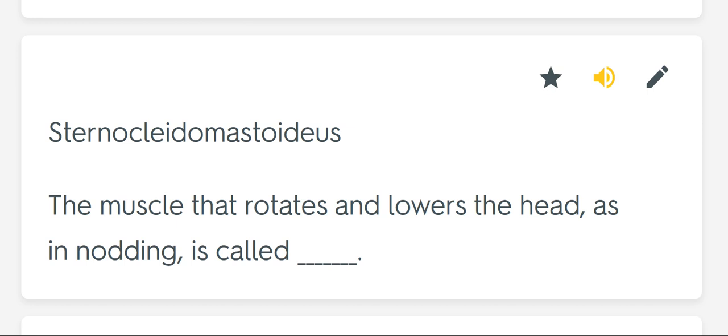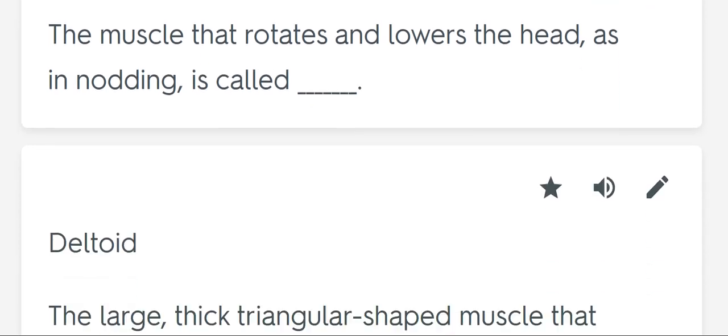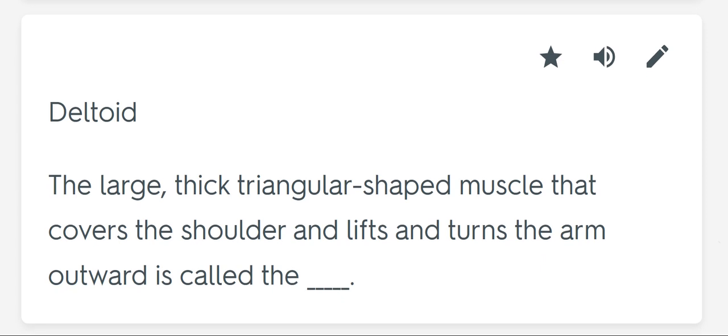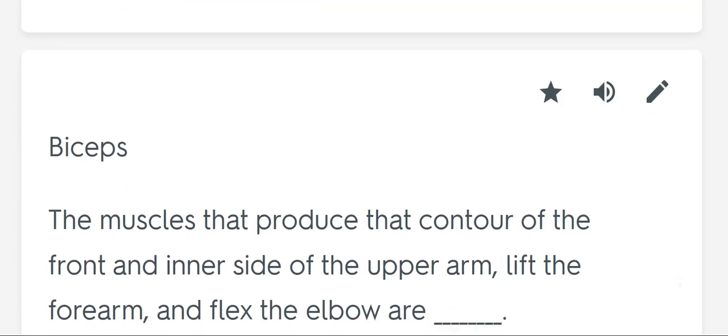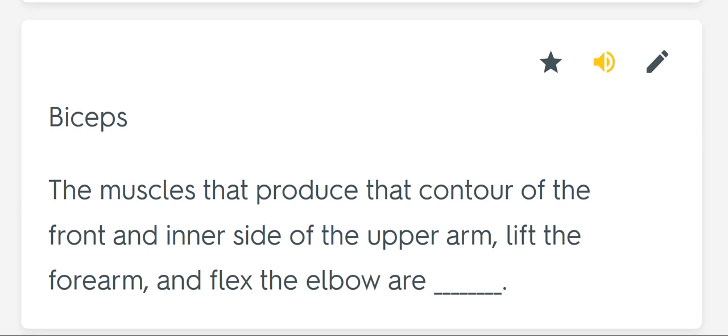Sternocleidomastoideus. The muscle that rotates and lowers the head as in nodding is called blank. Deltoid. The large, thick triangular-shaped muscle that covers the shoulder and lifts and turns the arm outward is called the blank. Biceps. The muscles that produce the contour of the front and inner side of the upper arm, lift the forearm, and flex the elbow are blank.